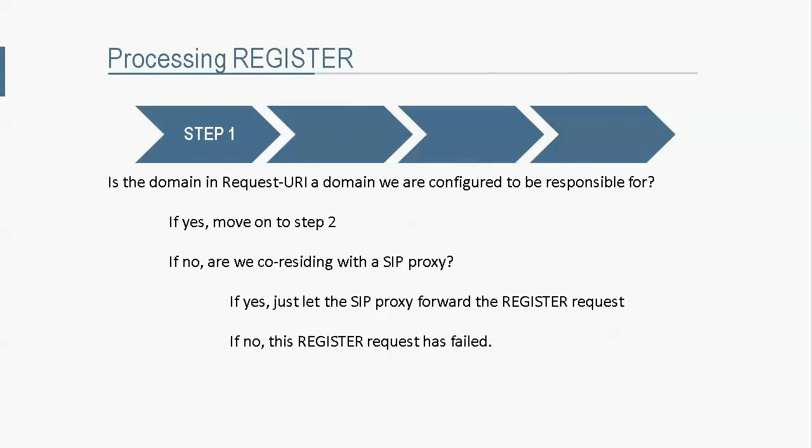Okay, let's say we are a registrar and we have just received a register request. Step 1. Is the domain in request URI a domain we are configured to be responsible for? If yes, move on to step 2. If no, are we co-residing with a SIP proxy? If yes, just let the SIP proxy forward the request. If no, this register request has failed.